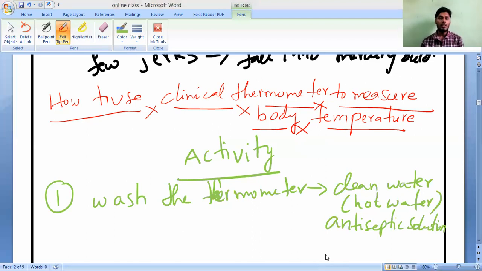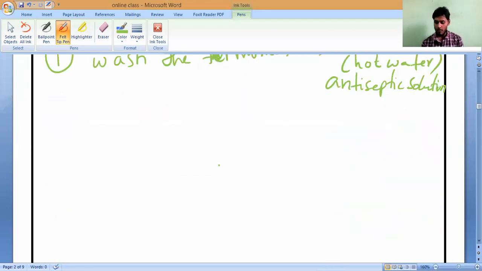Now, hold the thermometer tube firmly in your hand and give it a few jerks. Why should we give the jerks before keeping it in the patient's mouth? Anybody? Why should we give the jerks? You have to handle it gently.